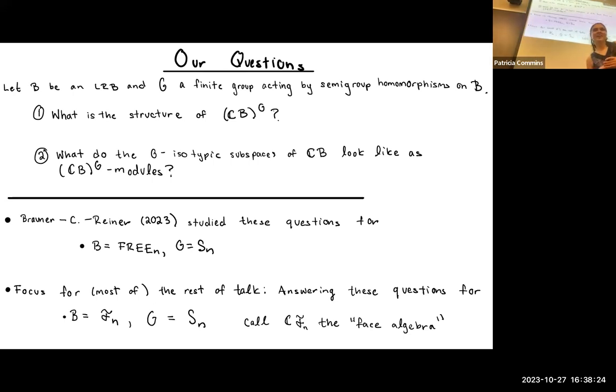I'm not going to get into it today, unfortunately, for time, and because I think it doesn't lend itself nicely to the general story. But this is something that I worked on with my advisor, Vic Reiner, and my academic sister, Sarah Brauner, and we did this for that very nice LRB I showed you at the beginning, this free LRB, which is acted on by the symmetric group. We actually did a q-analog of this as well, and it turned out to have a nice answer. The invariant algebra was interesting. It was actually semi-simple, which doesn't usually happen, and a lot of nice combinatorics came up.